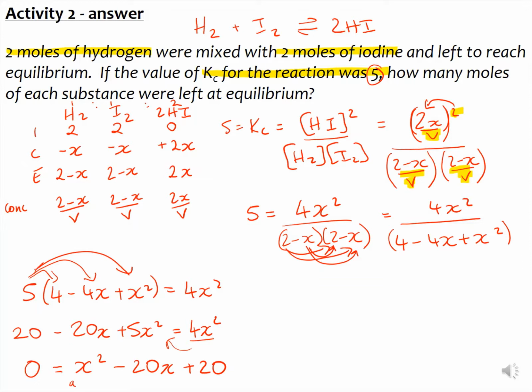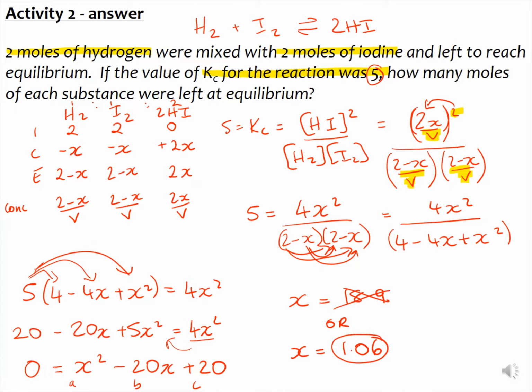If we solve the quadratic, a, b, c, using the quadratic equation solver on the previous slide, which I'm not going to go through on this slide because it takes an age and you don't want to be sitting listening to me forever, we get two values. x is equal to 18.9 or x is equal to 1.06. If we look at our ICE table, it can't possibly be 18.9 because we only start with 2 moles of hydrogen, so there's no way we can make 18.9 times 2 moles of hydrogen iodide. So definitely it can't be that one. So this is our value of x.